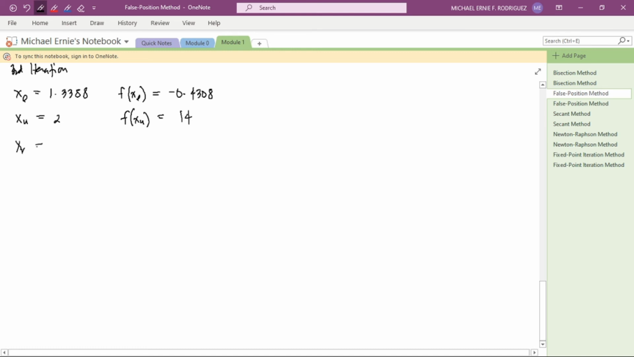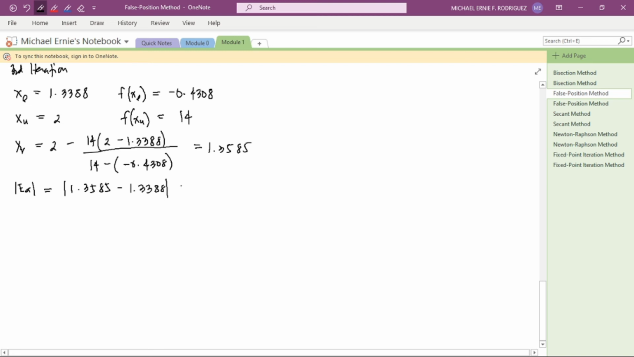Solving now for x sub r, that's equal to 2 minus 14 times 2 minus 1.3388 divided by 14 minus negative 0.4308. This is now equal to 1.3585. Solving for the absolute approximate error, this is equal to the absolute value of 1.3585 minus the previous approximation, 1.3388, that is now equal to 0.0197. Then f of x sub r is now 1.3585 cubed plus 4 times 1.3585 squared minus 10. This is equal to negative 0.1108.